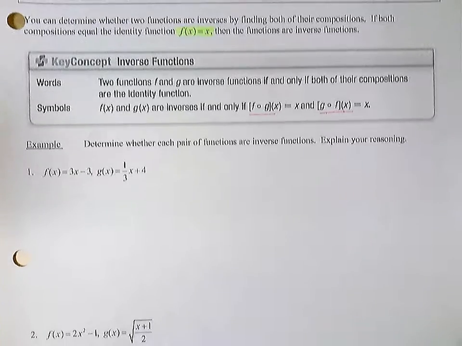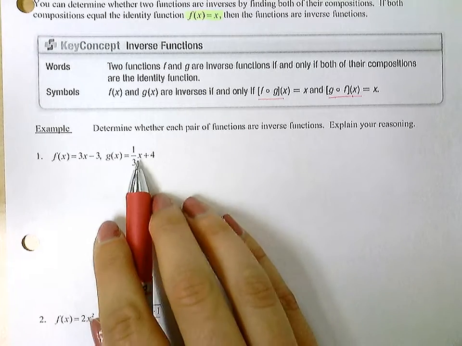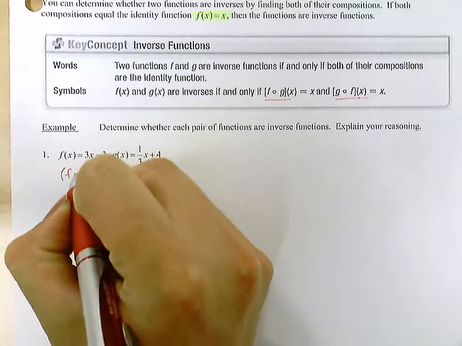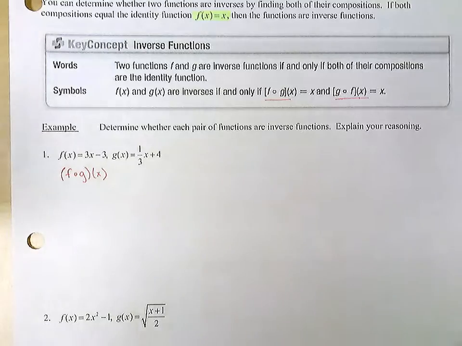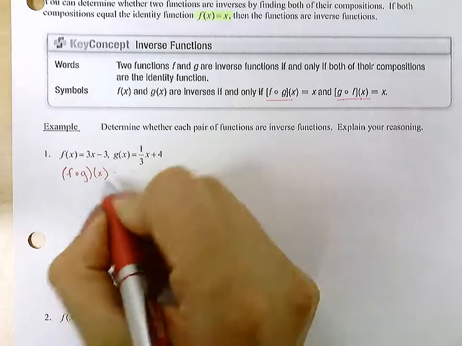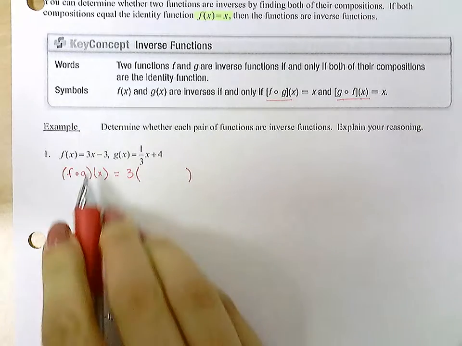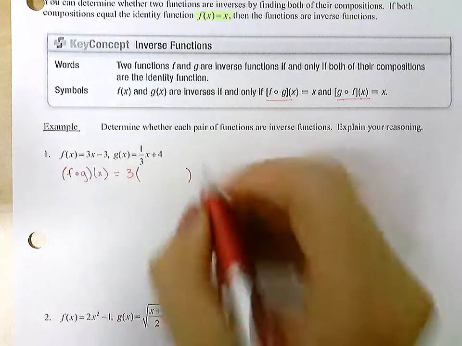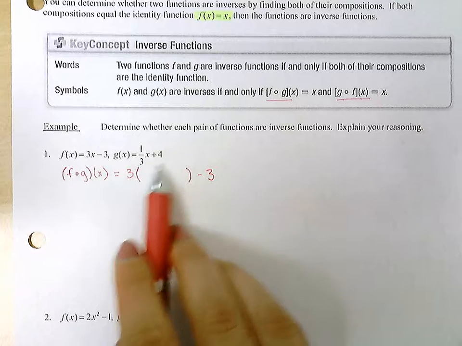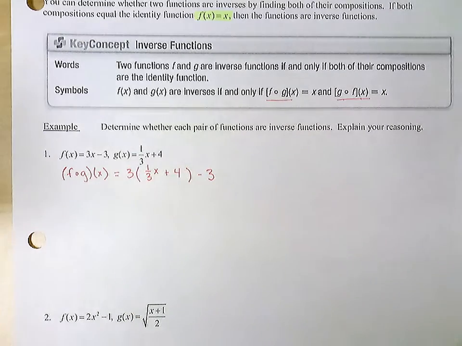In number 1, we have f of x equals 3x minus 3, and g of x equals 1/3 x plus 4. The first one I'm going to do is f of g of x, meaning I'm plugging in g of x for the x's in f. Like we did before, I can add that big parenthesis where my x value would be in f, that open space right where the x is, and I can plug in my g of x value there. That would be 1/3 x plus 4.